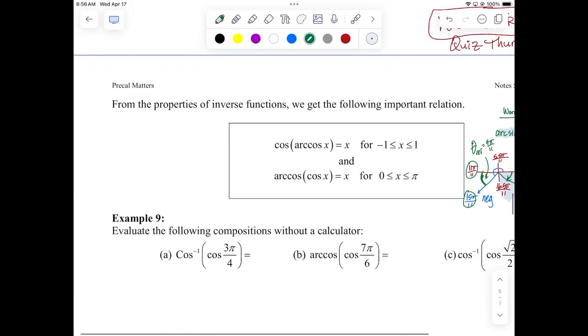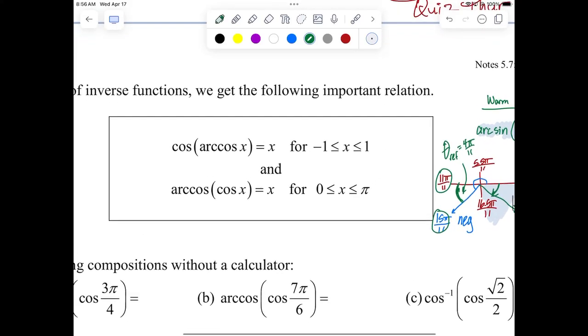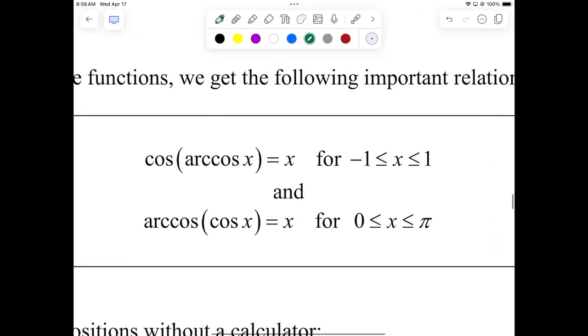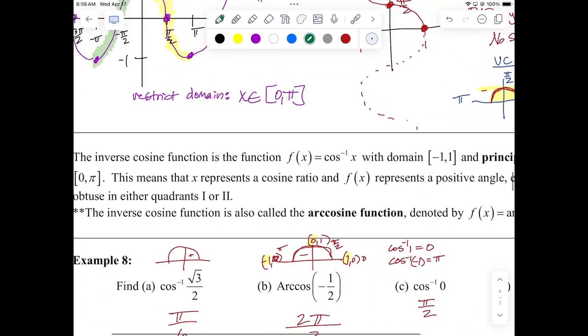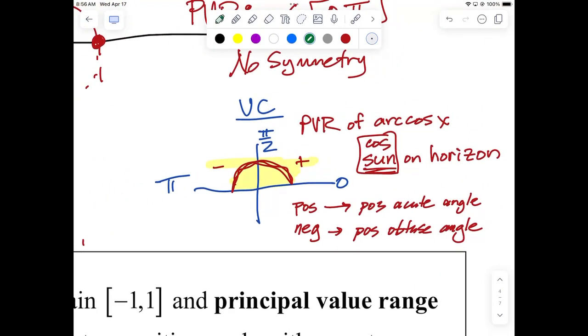Example 9 is where it gets interesting. It's where we start doing what we just did for sine, but for cosine. Remember yesterday we learned about arc cosine. Arc cosine has a PVR from 0 to pi. You'll never get a negative angle, but if you get a positive ratio, it's a positive acute angle.